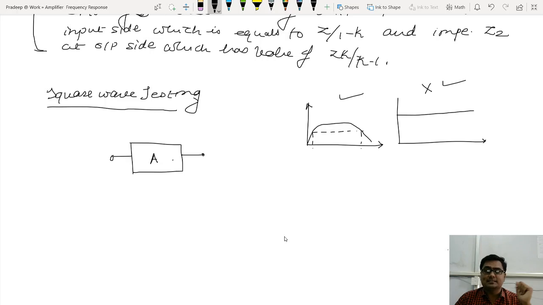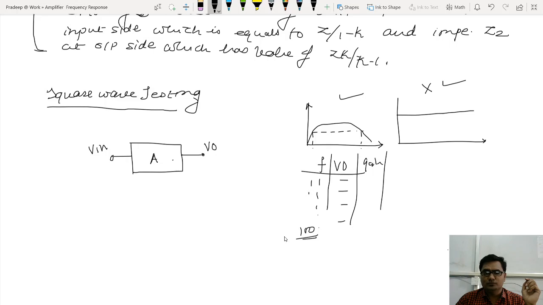But to get the frequency response, what will you need? You need to apply some input voltage and measure the output voltage for every frequency. This is your observation table. You will take more than 100 readings, measuring output voltage for every frequency, and then calculate gain. Then you calculate gain in dB and plot the frequency response of gain in dB versus frequency. Then you will calculate the lower cutoff frequency, then the higher cutoff frequency, and that gives you the bandwidth.